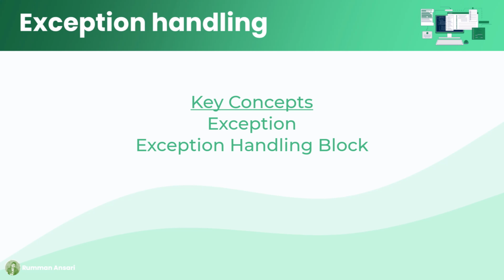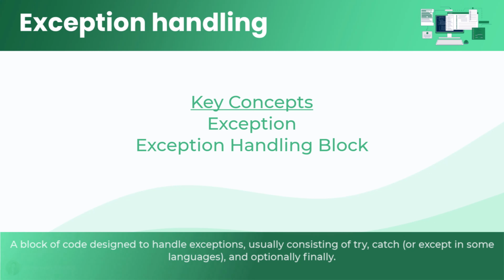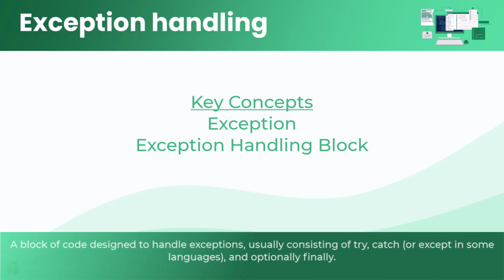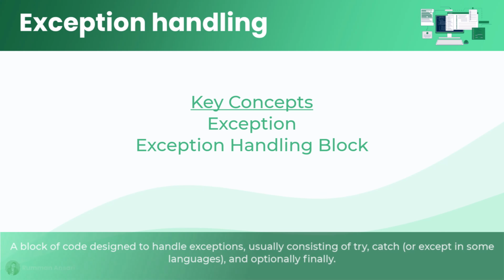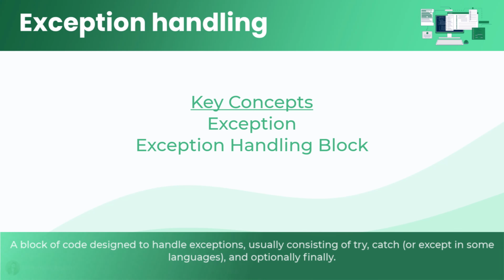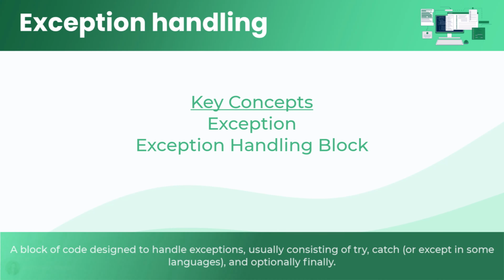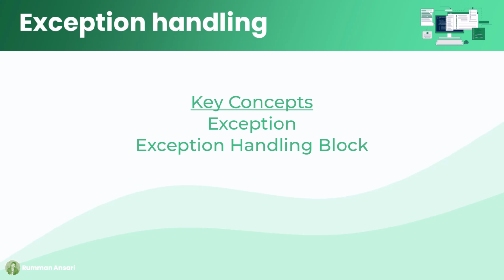The second key concept is that whenever you are handling an error, you need to write a block of code to handle that particular exception. That is the exception handling block. It is nothing but a block of code designed to handle the exception. Usually it consists of try and catch. In some programming languages, instead of catch there is except. Optionally, you can also use another block, the finally block. You may or may not use it, based on your requirement.